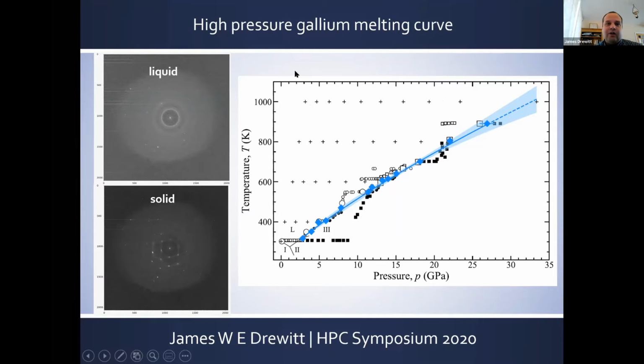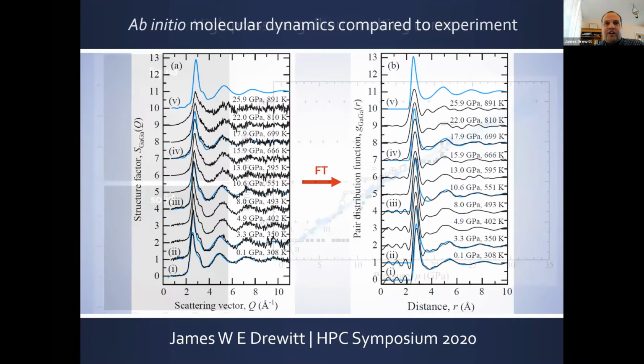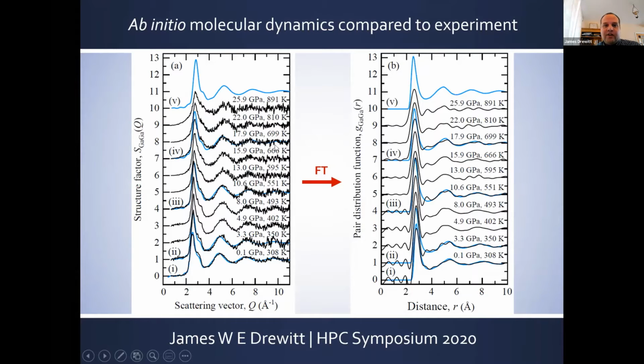So the power of ab initio molecular dynamics is illustrated really by its ability to accurately reproduce experimental measurements. Here I show the measured total structure factors from the diffraction measurements in black, up to 26 GPa, together with some representative ab initio results in blue at similar conditions. And we can see that the simulations are in very good agreement with the experimental measurements and their pressure evolution.